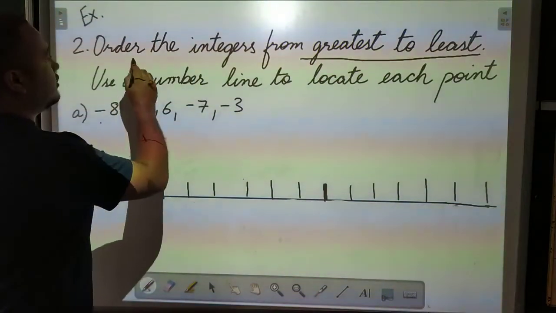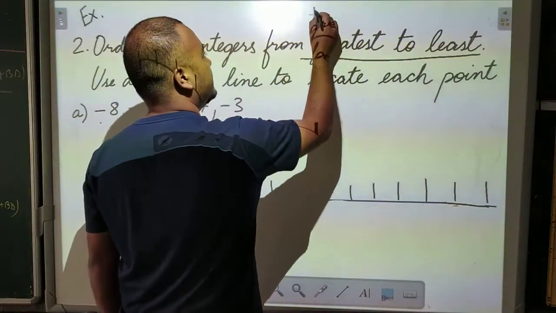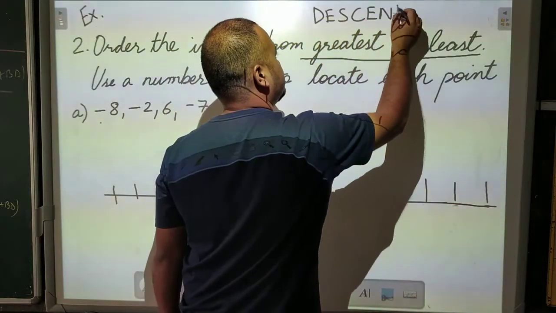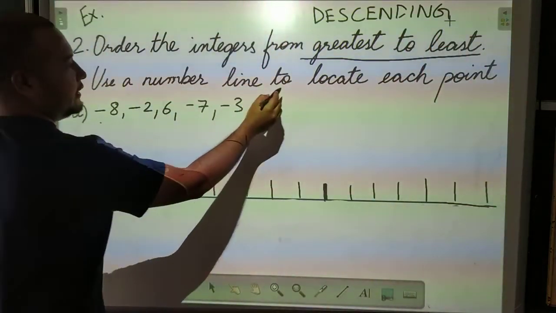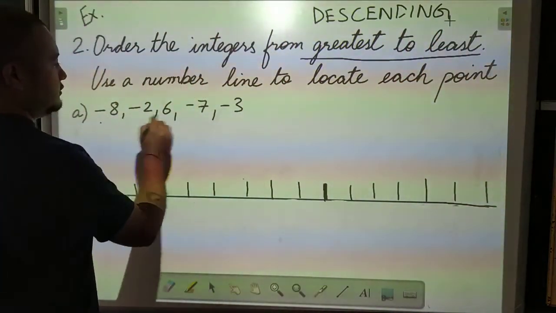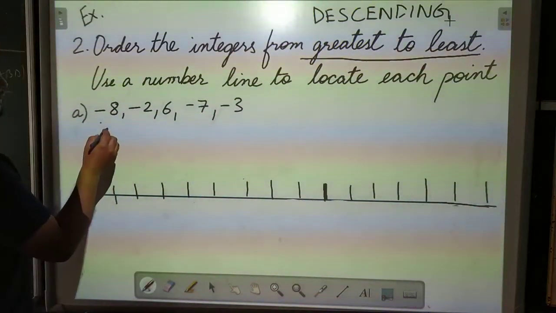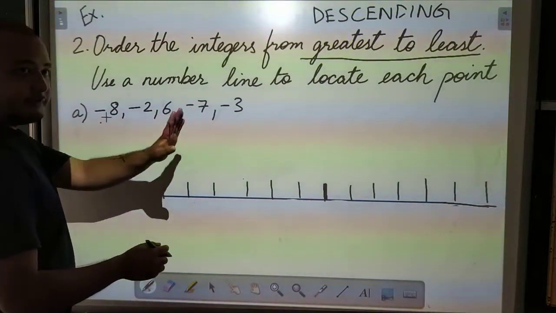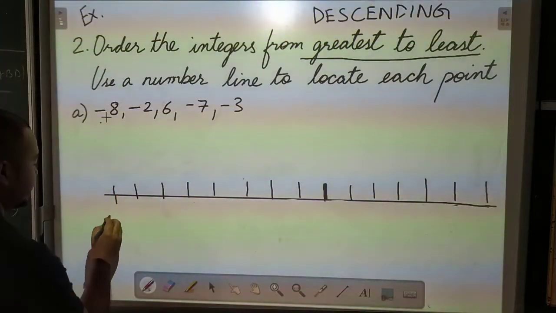Another example: order the integers from greatest to least, which means in descending order now. The opposite. Use a number line to locate each point. So these are the values which are given. Again, look for the smallest integer. It's minus 8 or minus 7. It's minus 8 because minus 8 is on the left of minus 7. So start from minus 8.